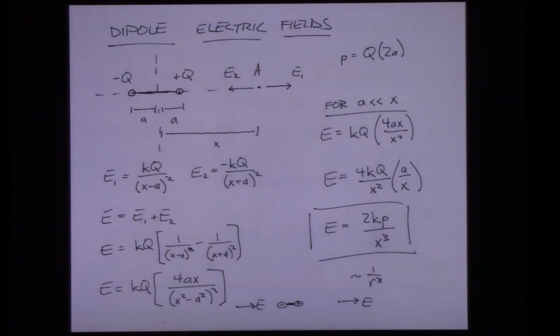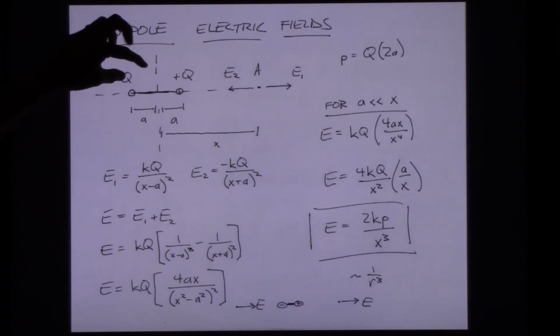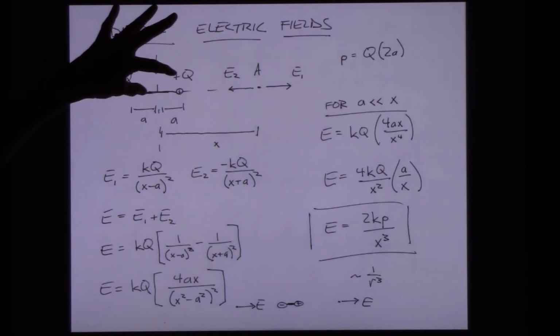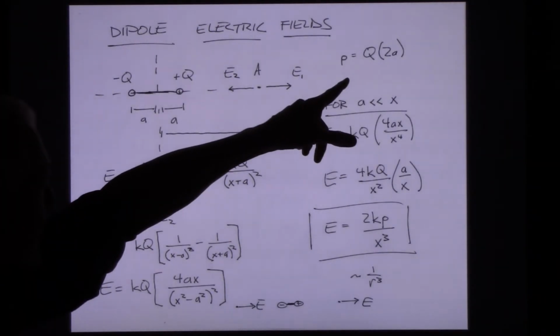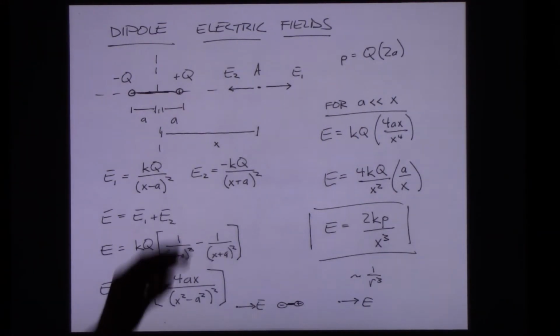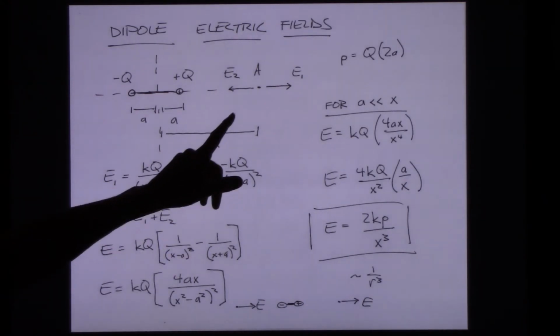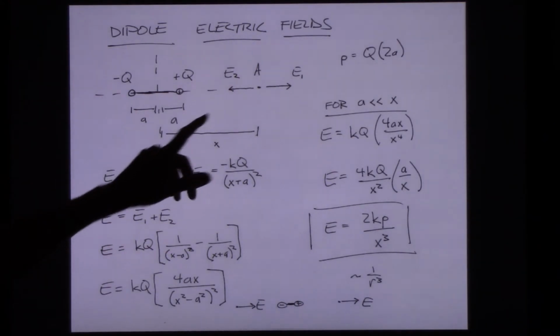Okay, so let's go in and take a look at this. Now, instead of L over 2, a lot of times it's easier to call this A and this A, and that means that the dipole now is Q times 2A. And then, oh, this is a different problem. That's right. This is a different example.